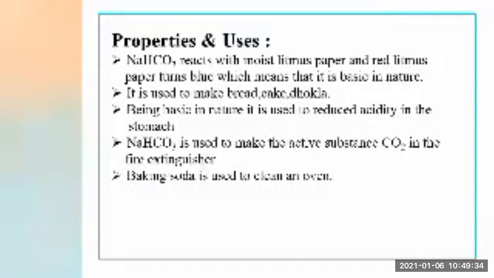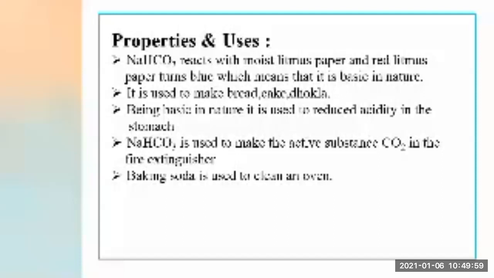See, whenever we feel acidity, what do we take? Eno, right? In Eno also baking soda is used. The other substances which are used to remove acidity are antacids, right? In antacid, what is there? Milk of magnesia is there. Milk of magnesia is also basic in nature. So all these things are used to remove the acidity which we feel in our stomach.